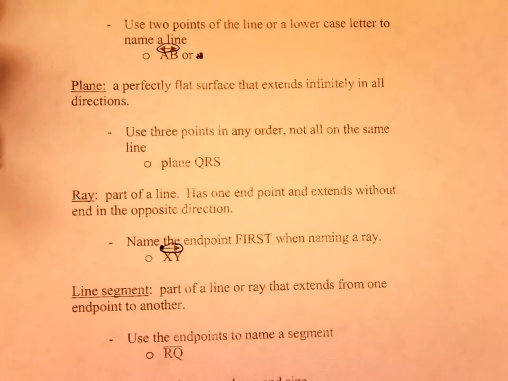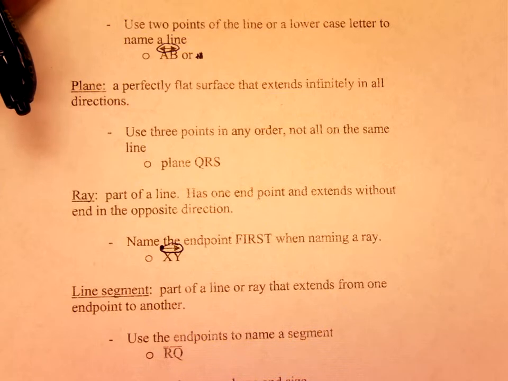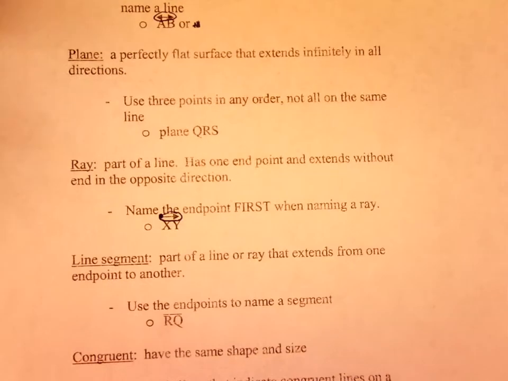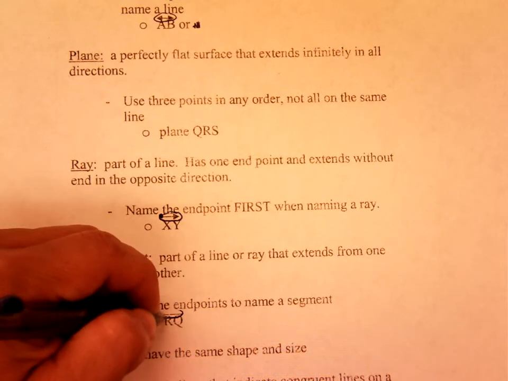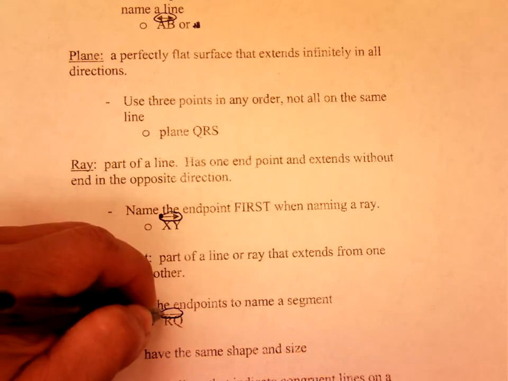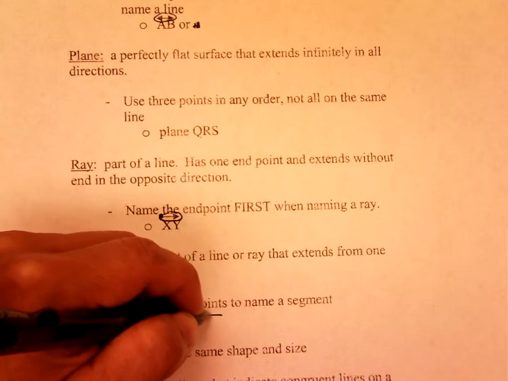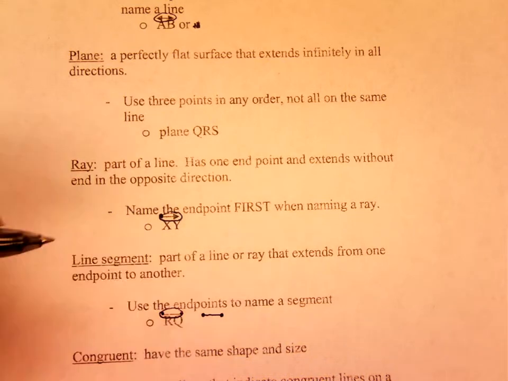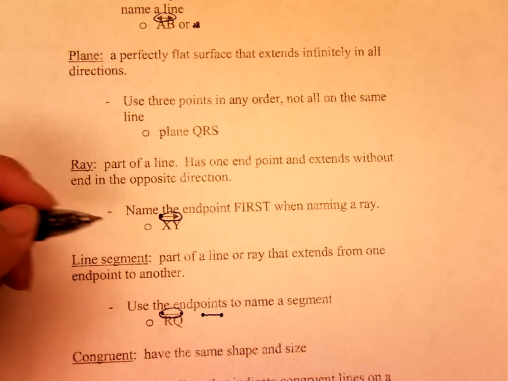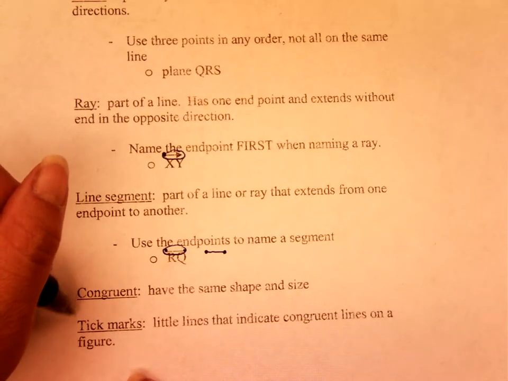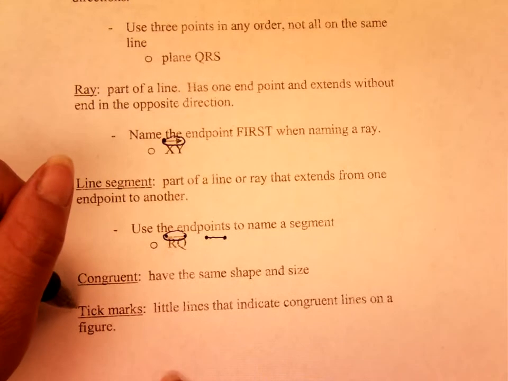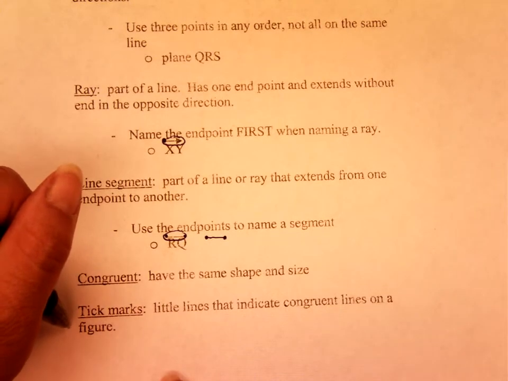A line segment is part of a line or ray that extends from one endpoint to another. Use the endpoints to name the segment. So here you have to have the bar above the letters of the endpoints. So here a line segment with the endpoints R and Q, RQ. The word congruent means to have the same shape and same size, and tick marks are little lines that indicate congruent lines in a figure.